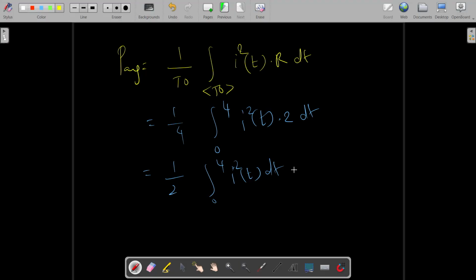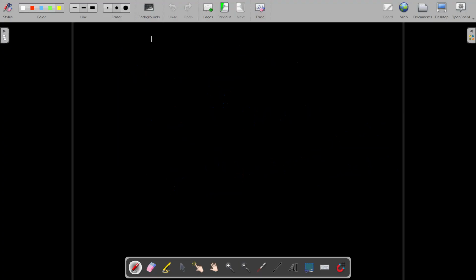So let us solve this problem using two methods. Method 1 is going to be based on the expression, and method 2 is based on inspection. So let us start with the first method. Method 1. So let us redraw the signal.